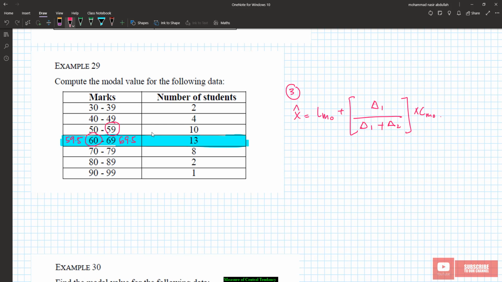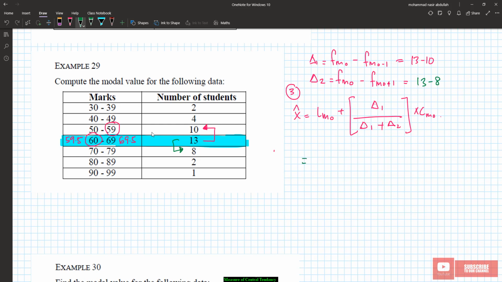Theta 1 means the frequency of the model class minus the frequency before the model class, so 13 minus 10. For theta 2, it is the frequency of the model class minus the frequency after the model class, so 13 minus 8.